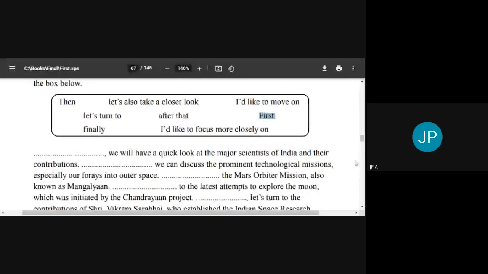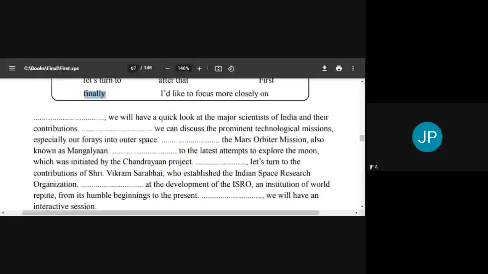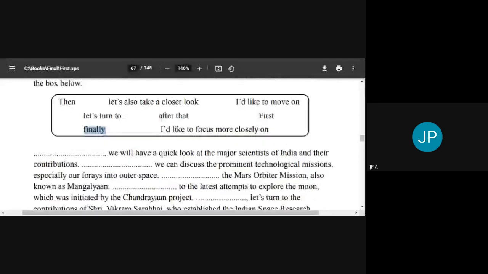Similarly, when you end a presentation, the connecting word that you use in the concluding sentence would be, in the end. In between we will use then. Then we can discuss the next one.